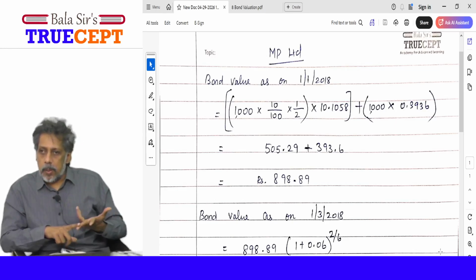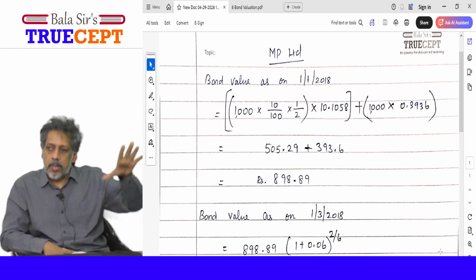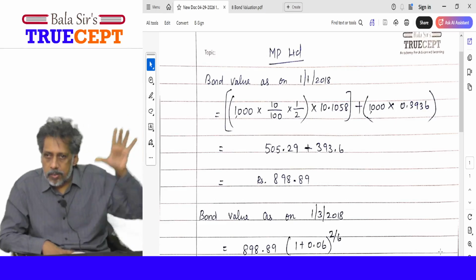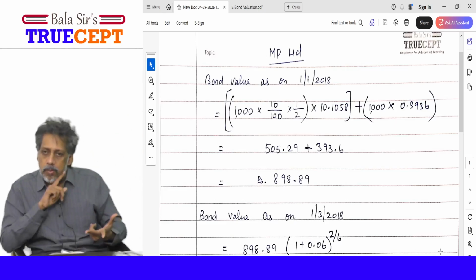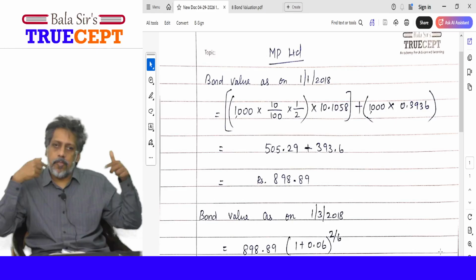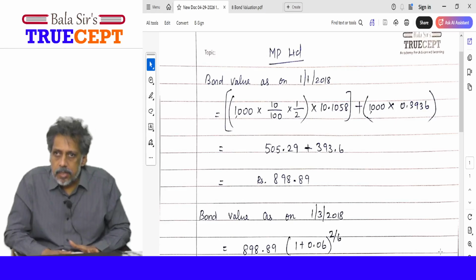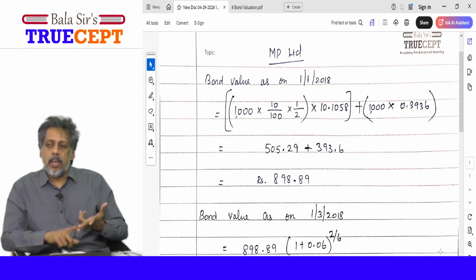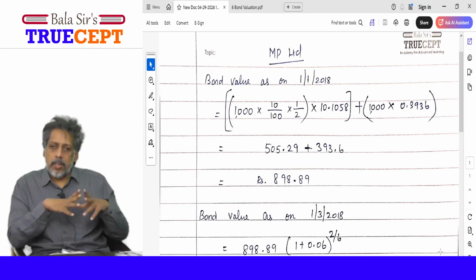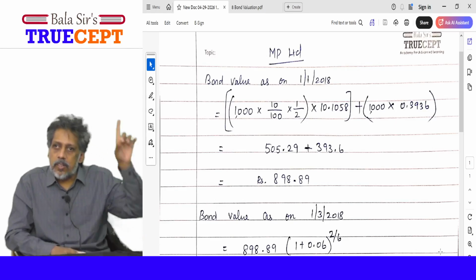Therefore, at 6% for 16 periods, what is the annuity factor? 10.1058 multiply. So 50 rupees into that is the present value of all the coupon payments. Plus redemption value will be 1000 rupees into the 16th period discount factor at 6%, which is 0.3936. I get 393.6. Adding both, I get 898.89 as the bond value as on 1st Jan 2018.